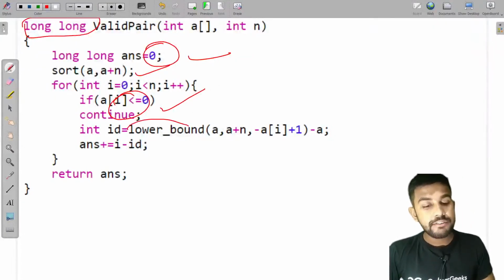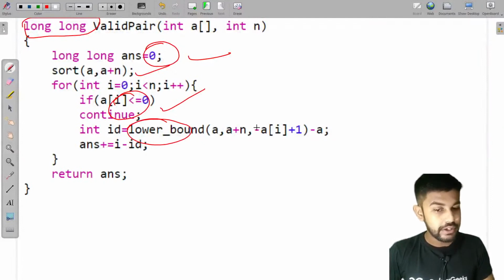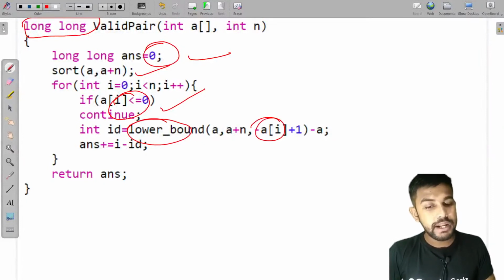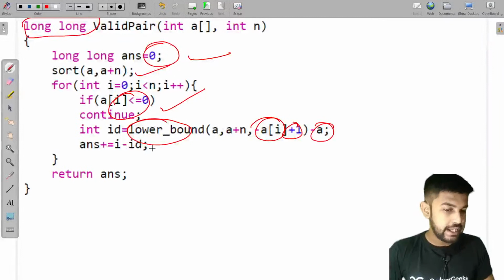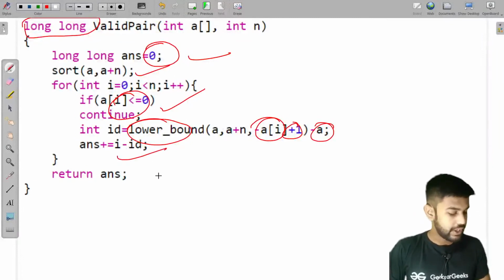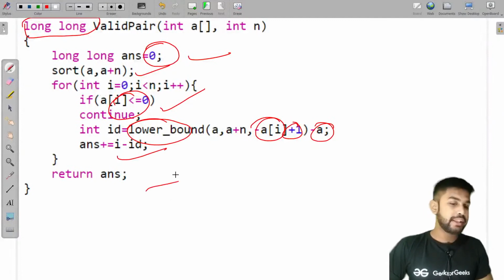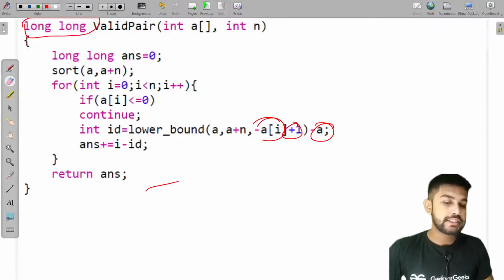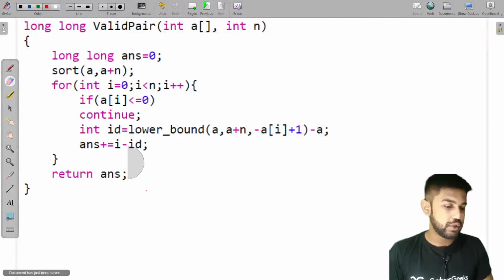Okay, then we would search the lower bound of it. That is negative plus 1, and then we would subtract that and we would add to our answer. Okay, am I clear with this or not? This seems quite simple. Just let me know if this is clear or not.